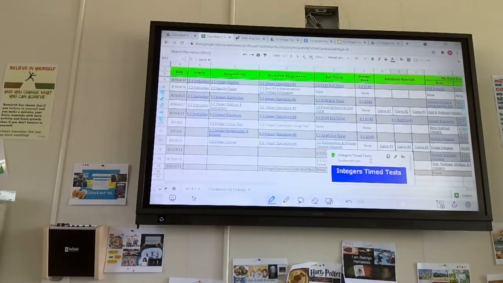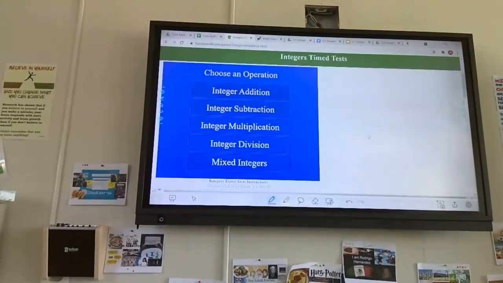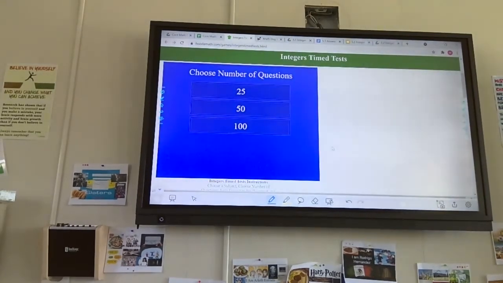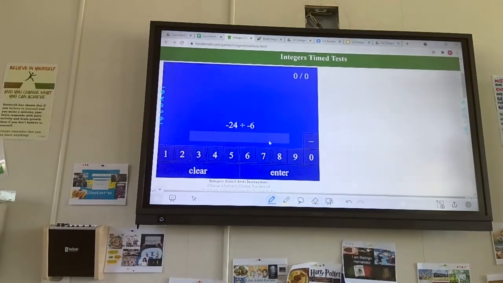Game 2. It should look very familiar. The first game was about multiplication. What do you guys think we're doing next? Division, yeah. And how many questions? 25. So you can use the mouse. Negative 24 divided by negative 6 is 4. Or you can use the keyboard and just type the answer. Negative 4 divided by 1 is negative 4. Okay, and so forth. So same game there.